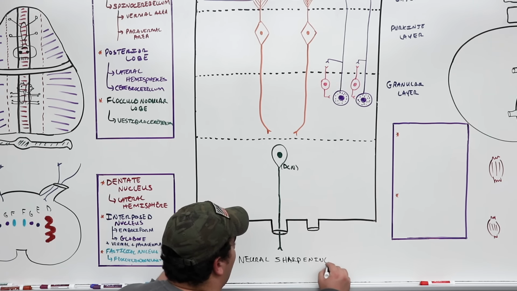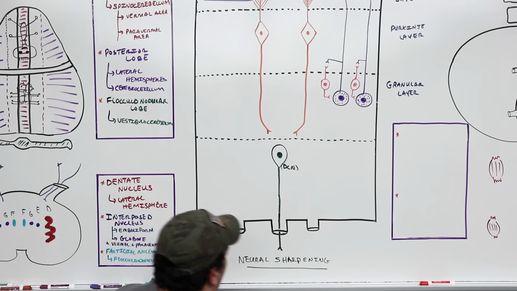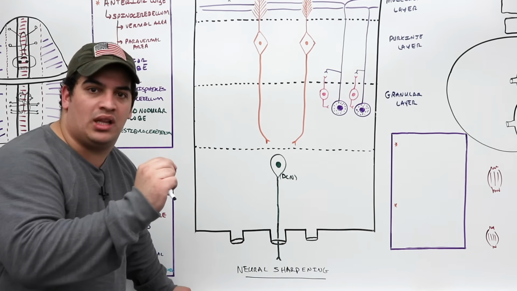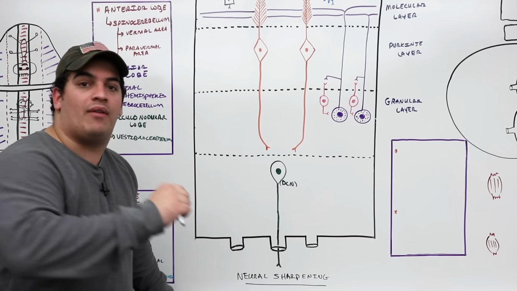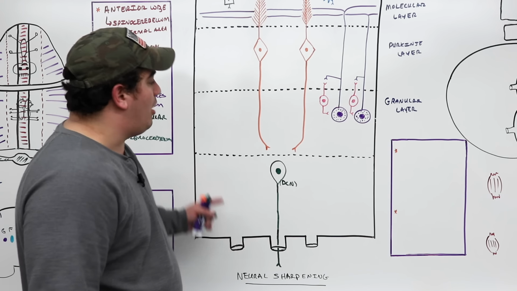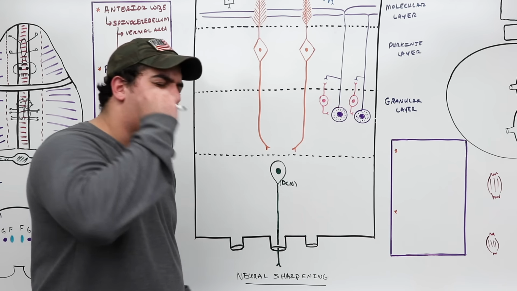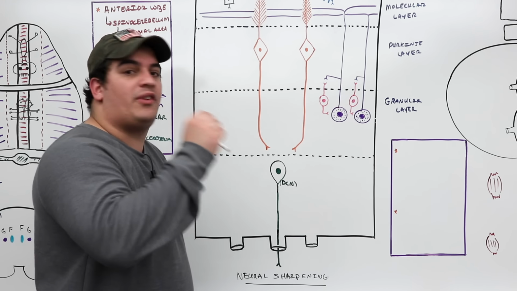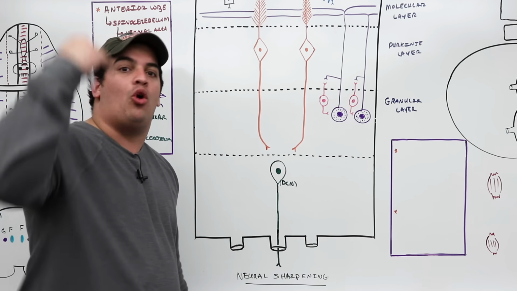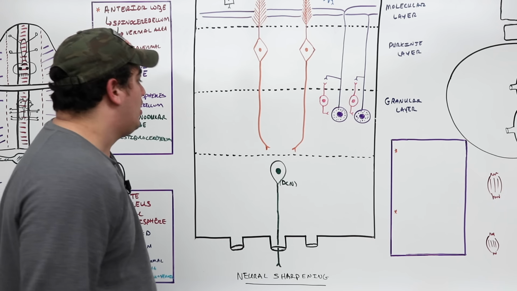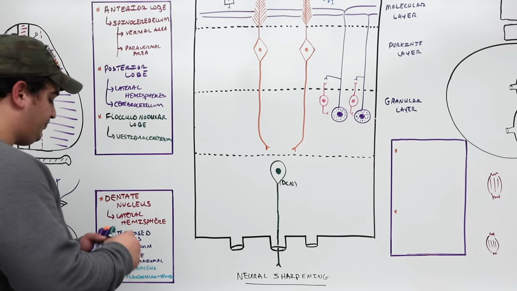You're going to see a lot of things going on here. The neural sharpening is making sure that the most important stimulus is taken care of at that point in time. So we're trying to make sure that every signal that we send out of the cerebellum has just the perfect plan for movement. It's not going to be an over amount, it's not going to be an under amount, it's going to be just the right amount. So how does this work?